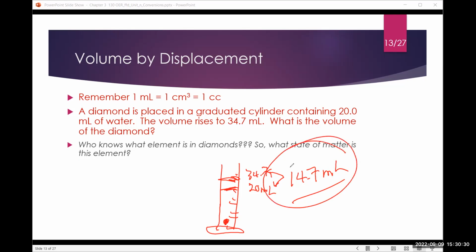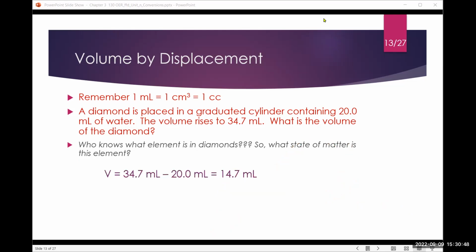That is the volume of that diamond. Once you know the volume of this diamond and you know the mass, we're going to take that information and we're going to take mass over volume. We're going to calculate the density for that, for any material. Okay. All right.